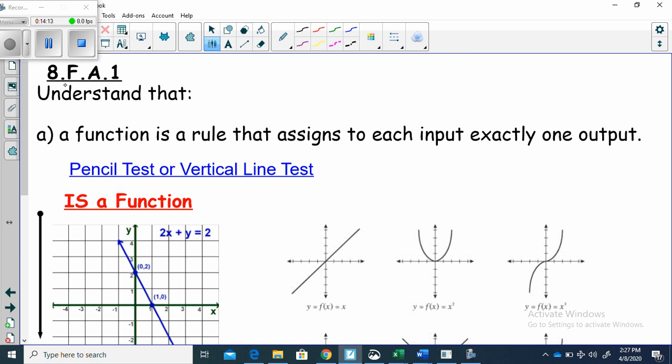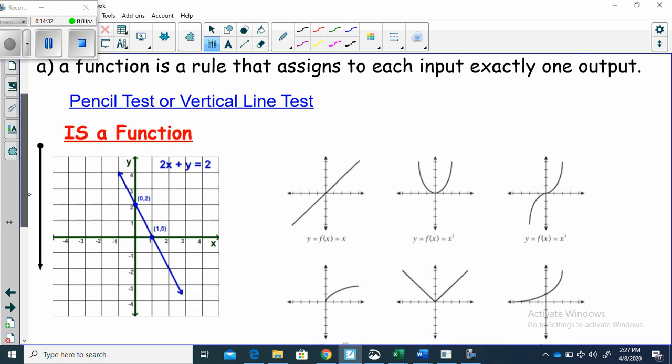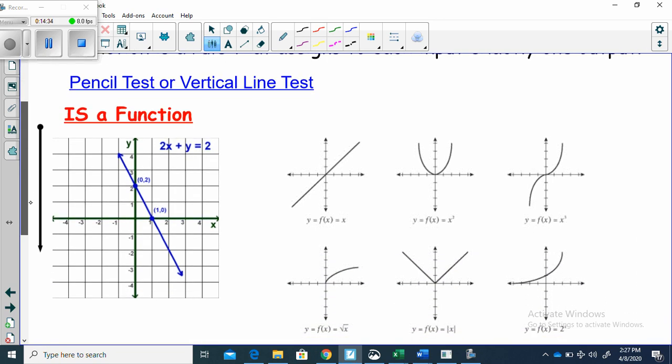Now the other part to this standard is this. You need to understand that a function is a rule that assigns to each input exactly one output. So essentially when you graph it, you've got a rule that assigns just one input to exactly one output. Okay, we've talked about this. There's another way to check it. What if you've got something plotted? We know that each x value can only have one y value.